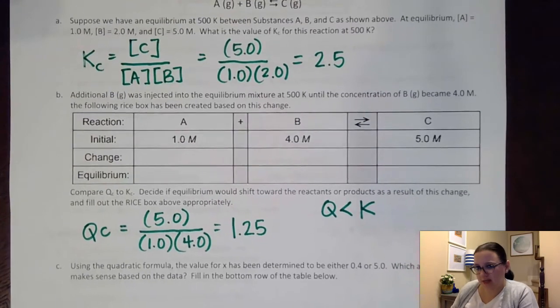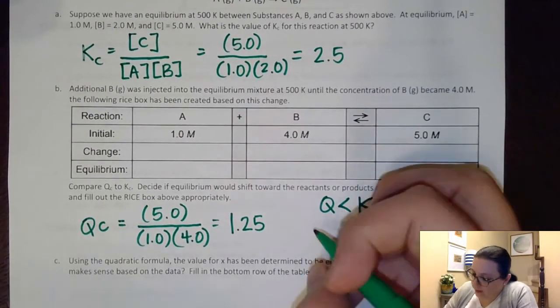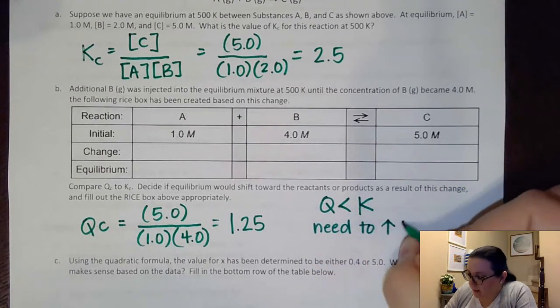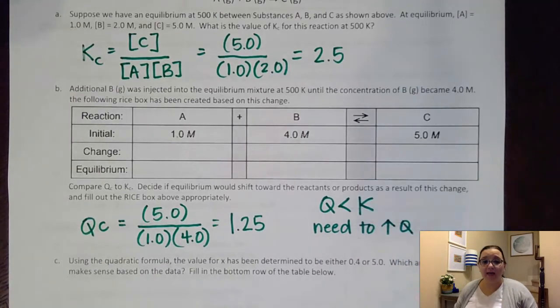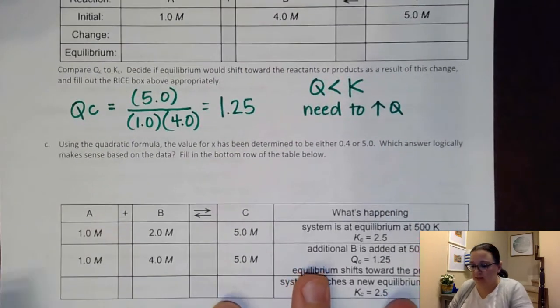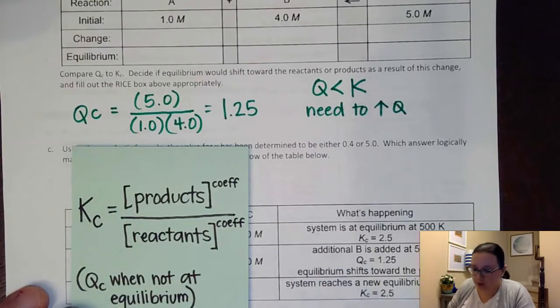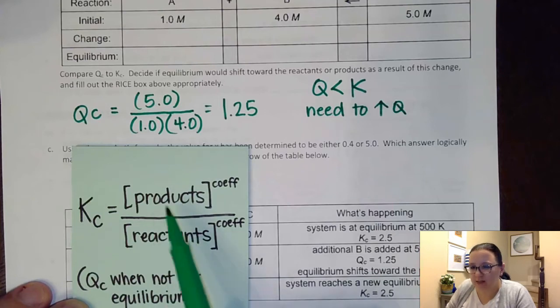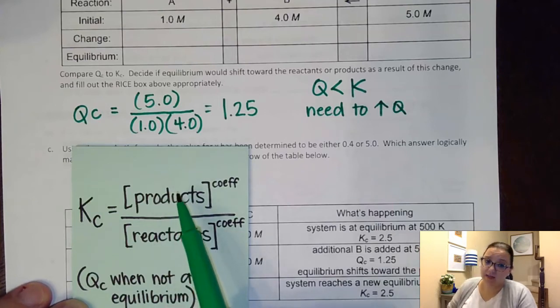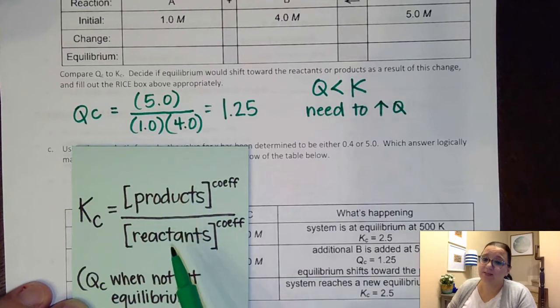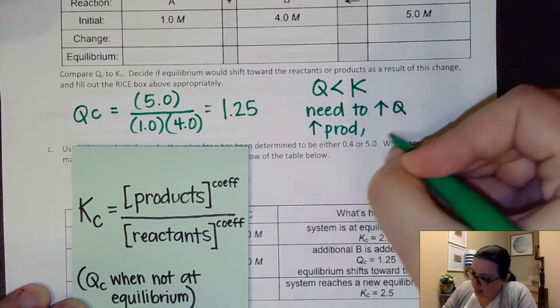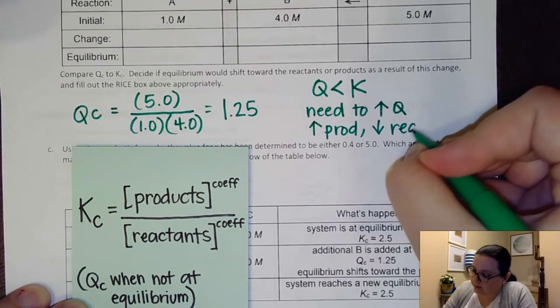So in order to get equilibrium back, I'm going to need to increase my Q so that it becomes equal to K again. And in order to do that, if I think about my equation here, to raise the value of Q, I'm going to need to increase the products, this numerator. And as a result of increasing the products, my reactants are going to decrease. So we're going to end up increasing products and decreasing reactants.